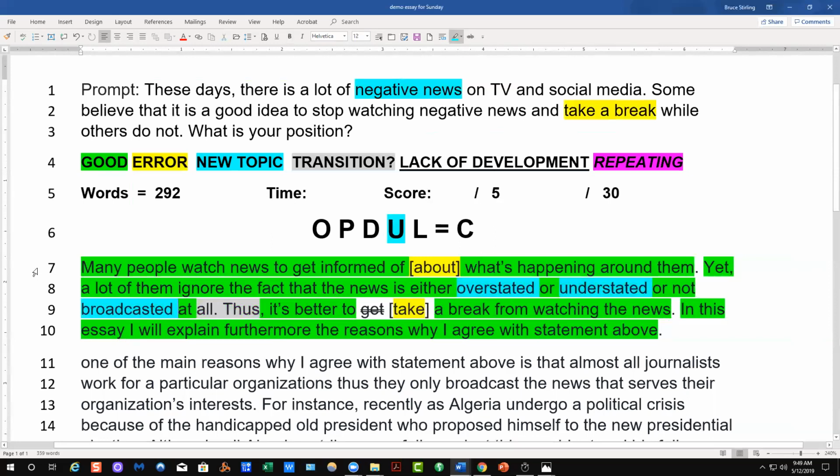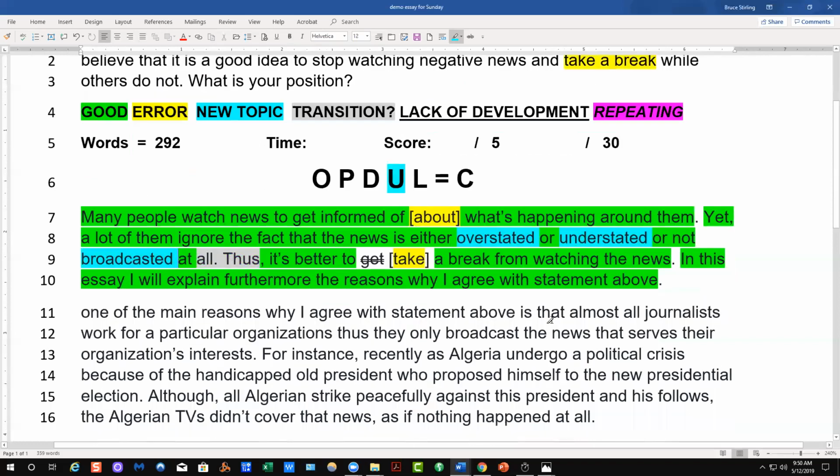Okay. So basically what's happening here, even though this paragraph is very well written, there's a lack of topical unity between what the writer is talking about and the question in the prompt. And then there's also a lack of transition, a lack of connection between these three ideas: overstated news, understated news, and not broadcasted at all, and taking a break. I'm not really sure of the connection. So this introduction, even though it's very well written, demonstrates lack of topical unity and transitional unity too. So that means it drops from a 5 to about a 4. Okay, but you have to read on to see what happens. Okay.